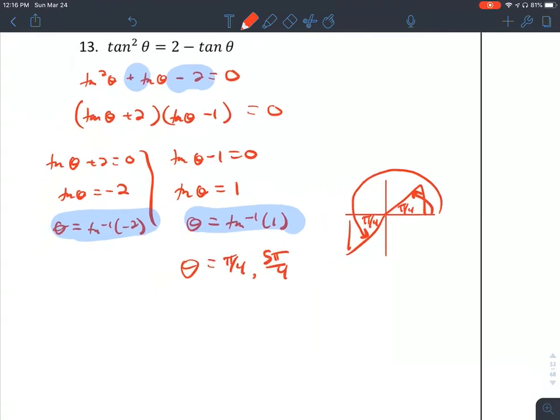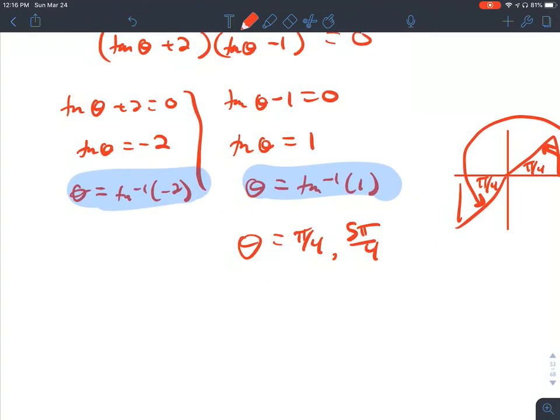This other part, I'm going to have to use the calculator for this. If I put into my calculator tangent inverse of -2, I'm just going to make a note here. This is calculator. I'm going to get theta is -1.107. This is radians. Now that cannot be an answer to the question because that's negative.